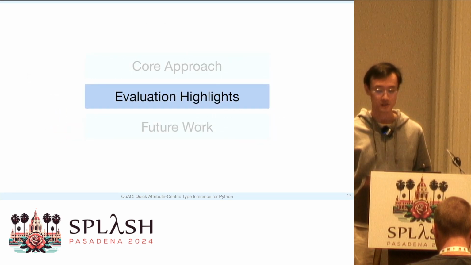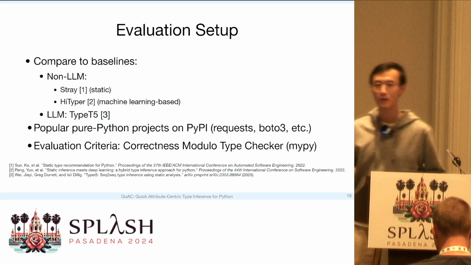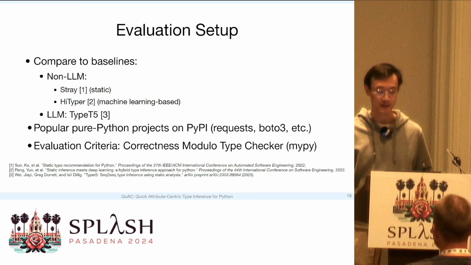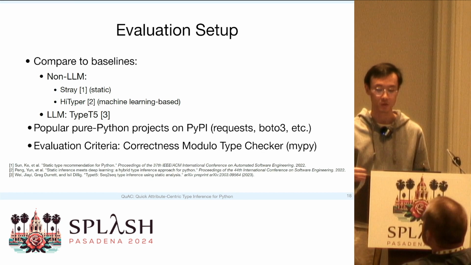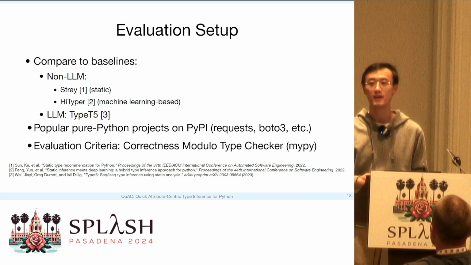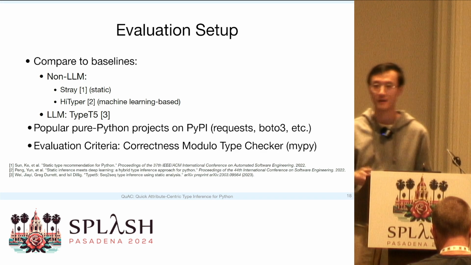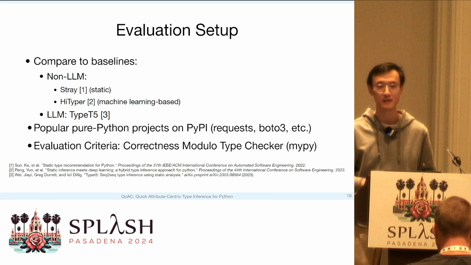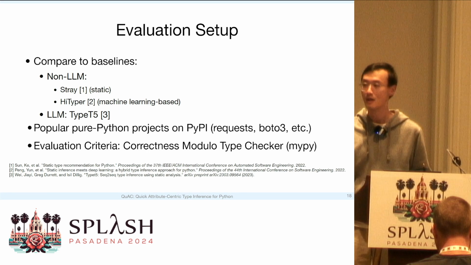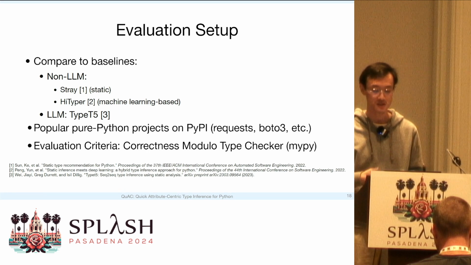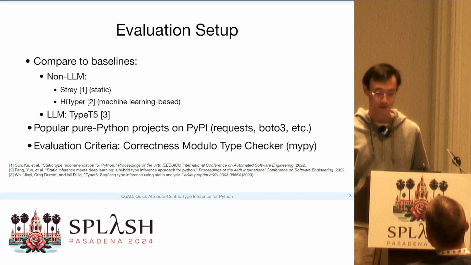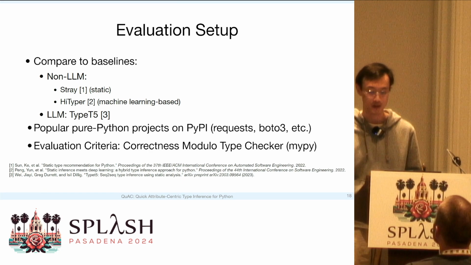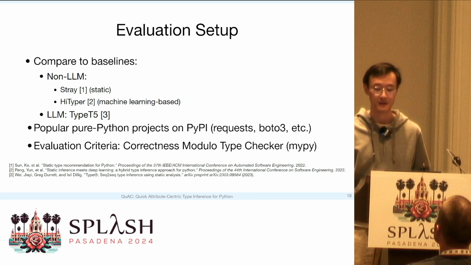This finishes our introduction of QuAC's core approach. We will now discuss our evaluation. To evaluate QuAC, we compare it against state-of-the-art baselines, such as state-of-the-art non-LLM methods, including Stray, a static type inference method, and HiTyper, a machine learning-based type inference method. We also compare against the recent LLM type inference method, TypeT5. We use popular real-world Python projects in our evaluation and use MyPy, a type checker, to check the correctness of the predicted type annotations to measure our accuracy. We also compared against the ground truth type annotations on the typed benchmarks in our paper, but we are not talking about that now.